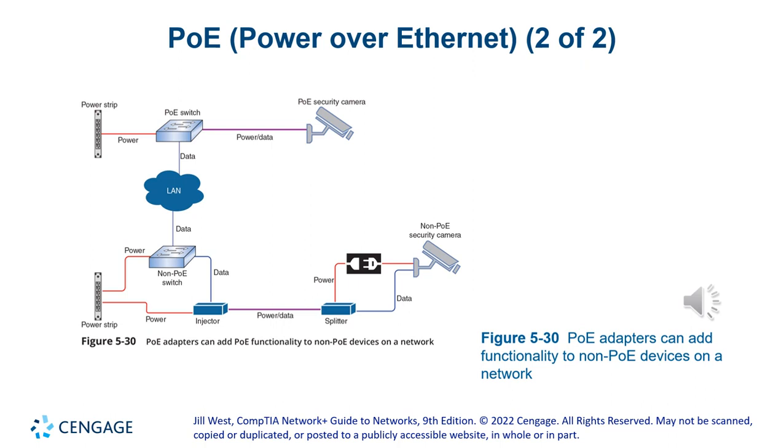On the bottom half you have a switch that is non-PoE, so you can have power going to an injector. So you take data into it, and when you get out on the second port, it's power and data combined. And if the device at the end is a straight PoE, like the camera on top, you can just plug it in directly and it'll receive the power.